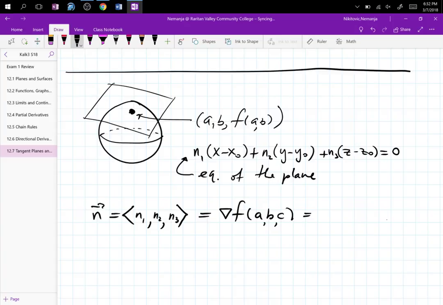Oh, come on, pen, work. Hold on, my pen stopped working.